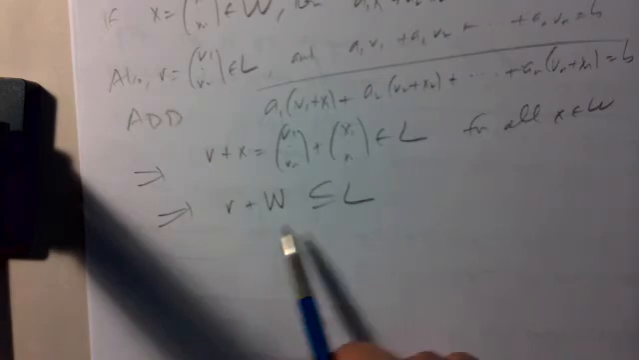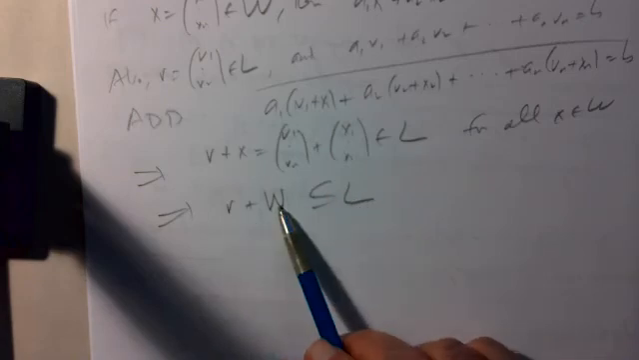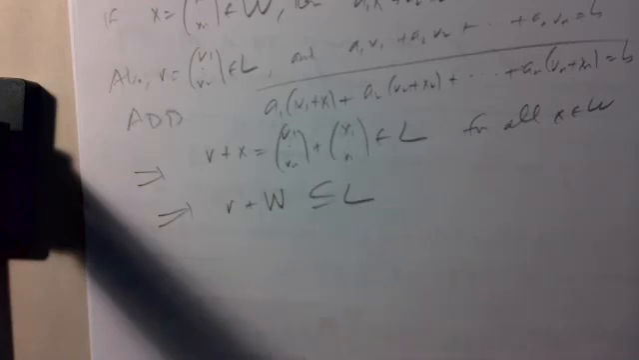Now I want to show that these two sets are actually the same, so that L is V plus a subspace, and therefore L is an affine subspace. So how can we prove that?